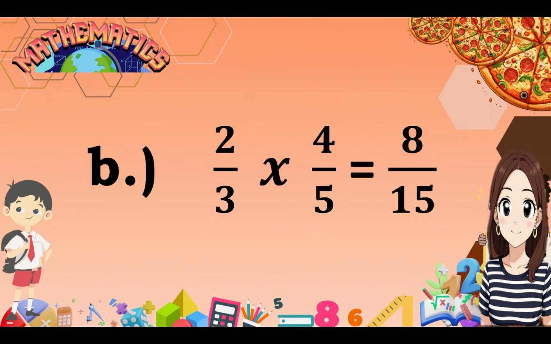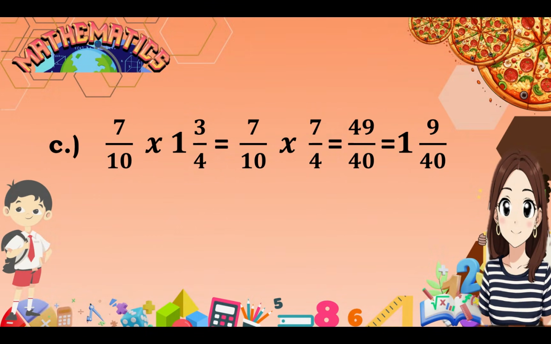For letter B, 2/3 times 4/5 equals, again, multiply the numerators. 2 times 4 equals 8. Do the same with the denominators. 3 times 5 equals 15. So the answer or the product is 8 over 15.